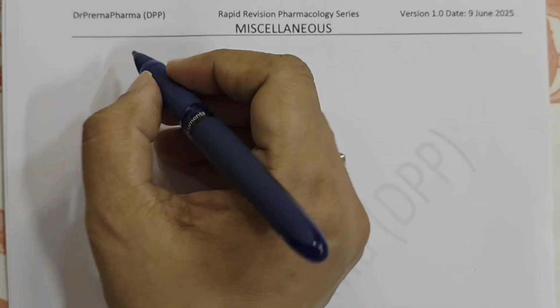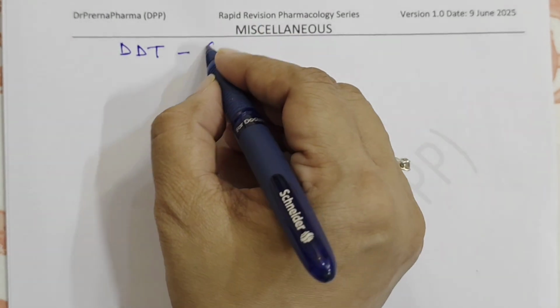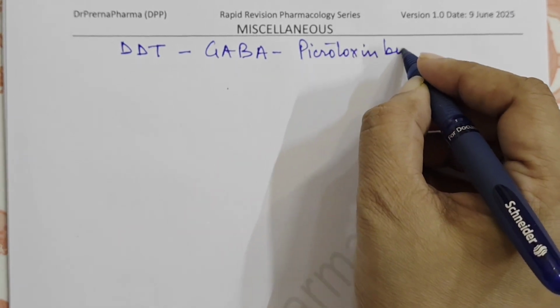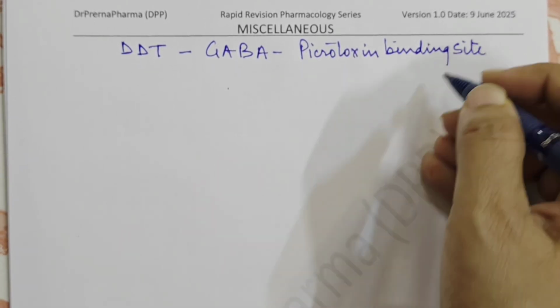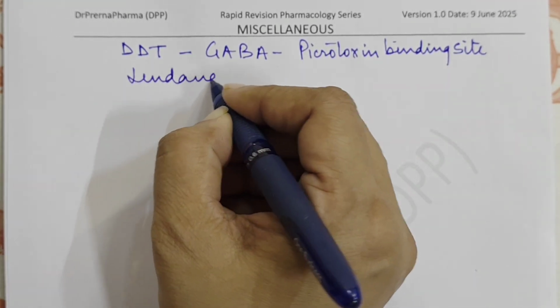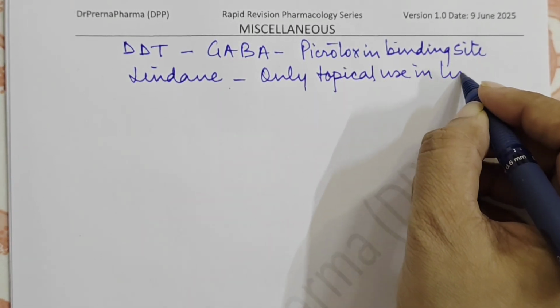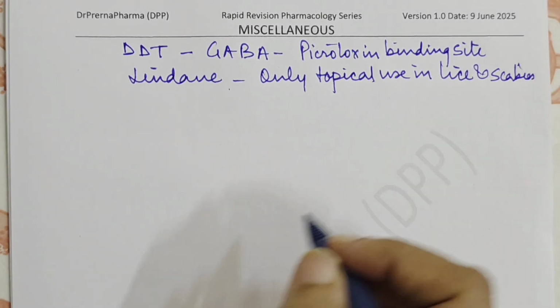Now DDT basically acts on the GABA receptor, on the picrotoxin binding site of the GABA receptor. And lindane, they are only for topical use. Lindane is only approved for topical use in lice and scabies. Otherwise, it is not used, right?